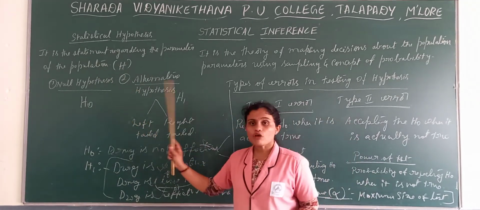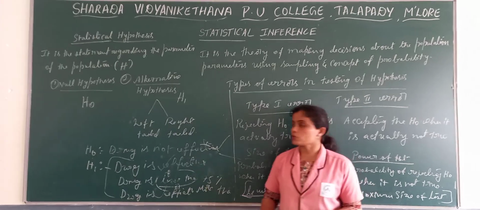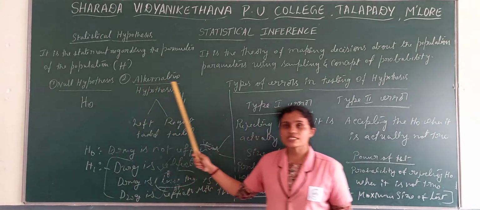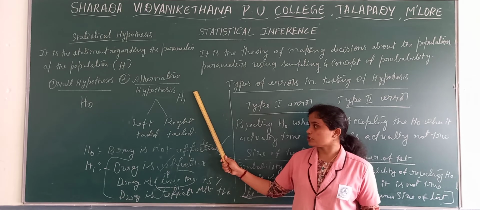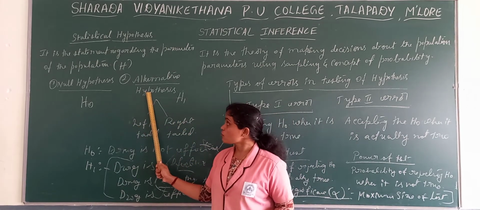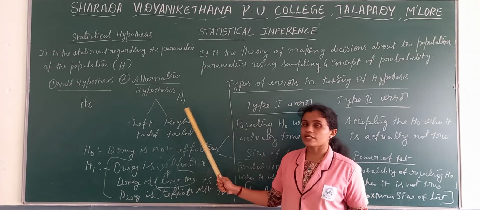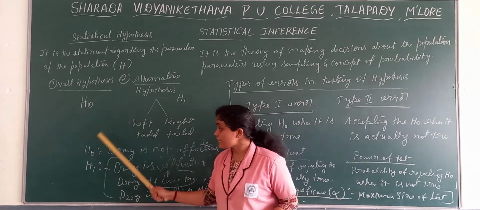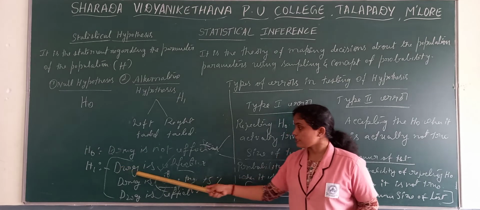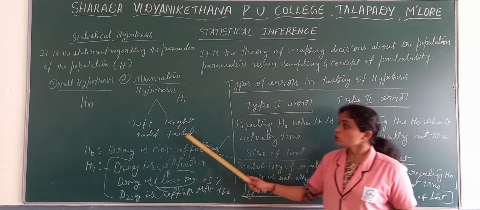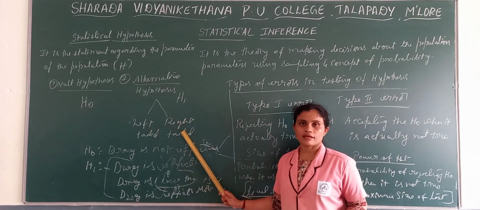In case of hypothesis, there are two kinds of hypothesis, that is null hypothesis and alternative hypothesis. And in case of alternative hypothesis, there is one-tailed and two-tailed. This particular one is called one-tailed. Two-tailed means left and right tail.